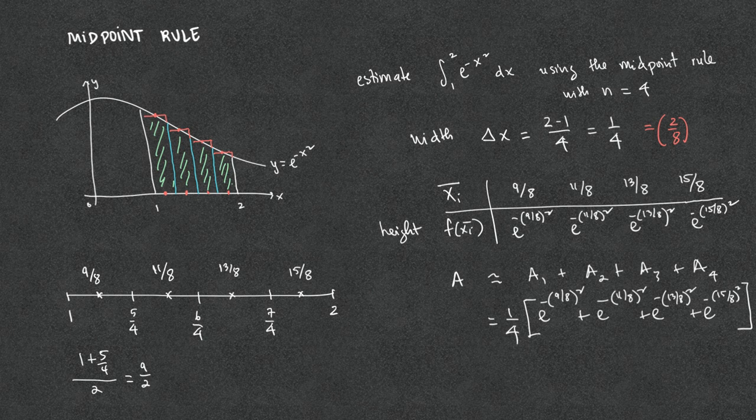Put this in a calculator. We should get 0.133522 rounded to 6 decimal places.